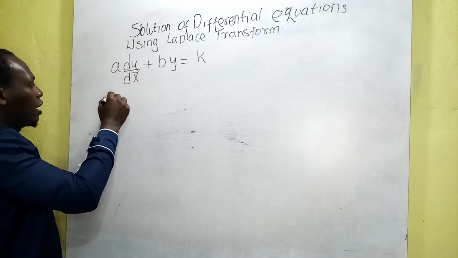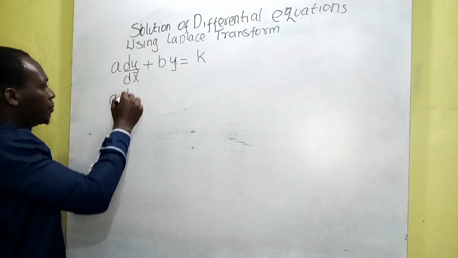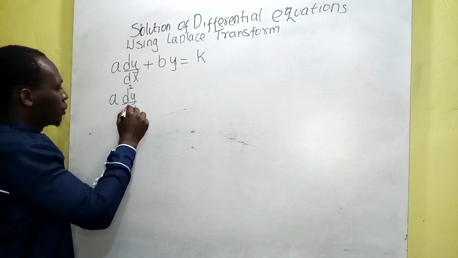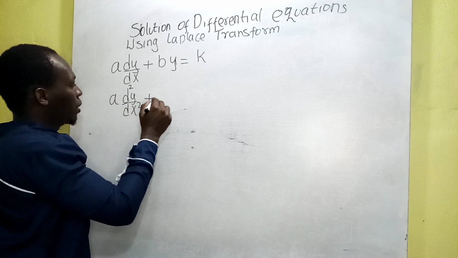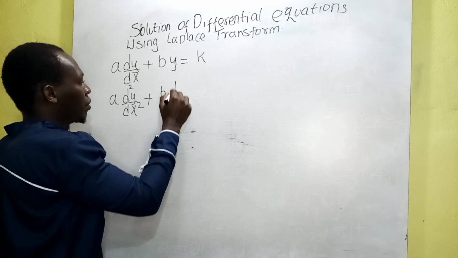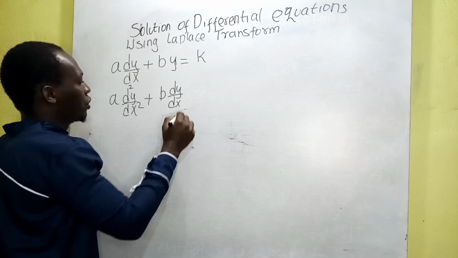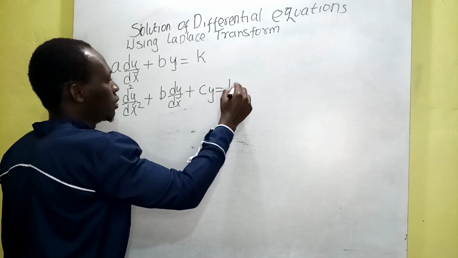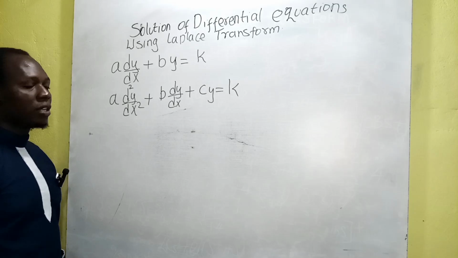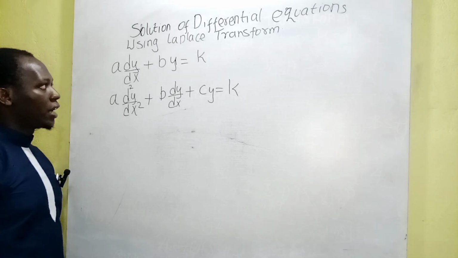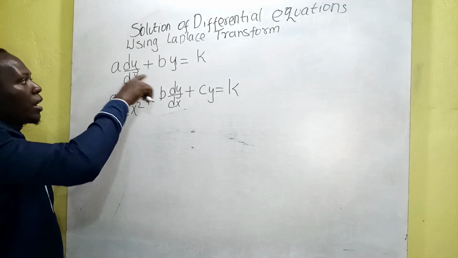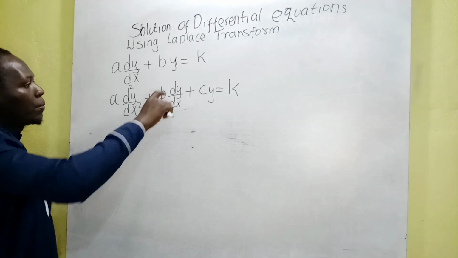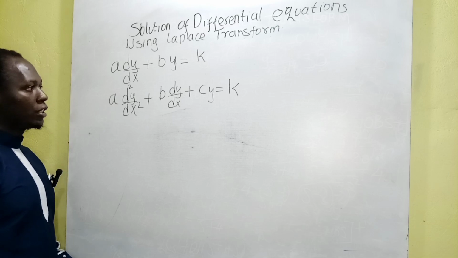We can also have a d squared y with respect to dx squared, we add b dy with respect to dx, we add c y is equal to k, is being referred to as an ordinary differential equation. Here we are having a first order differential equation. Here we are having a second order differential equation.